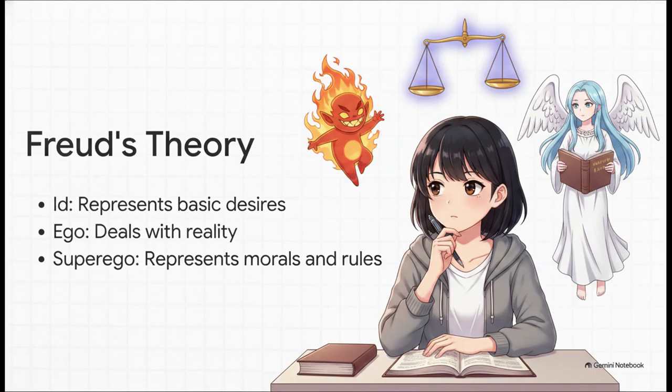Then you have the ego. The ego deals with reality. It basically tries to balance those raw desires with real-world conditions, asking, okay, I want it, but can I actually have it right now? And finally, there's the superego. This represents our morals, our values, social rules, the strict inner rule-maker saying, I shouldn't do this because it's wrong. So, to easily remember Freud's balancing act, id equals desire, ego equals reality, and superego equals morality.